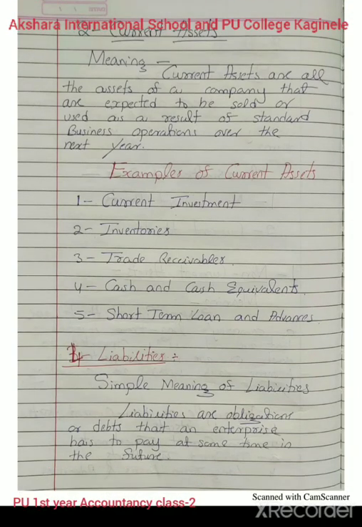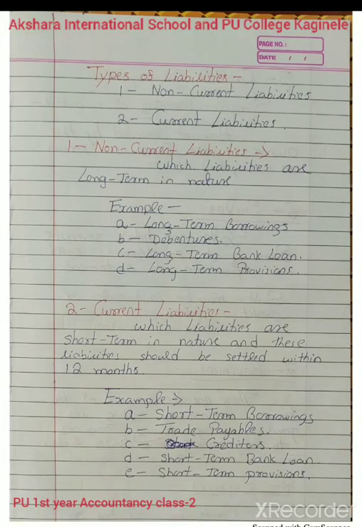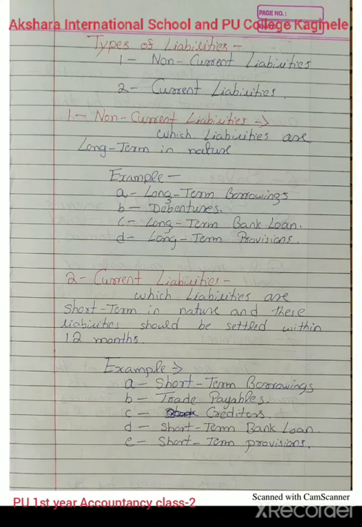Liabilities are the obligations or debts that an enterprise has to pay at some time in the future. That obligation is called a liability. Liability is nothing but the debts or obligations which enterprises have to pay after a few days or some time. Liabilities are mainly classified into two types: non-current liability and current liability.